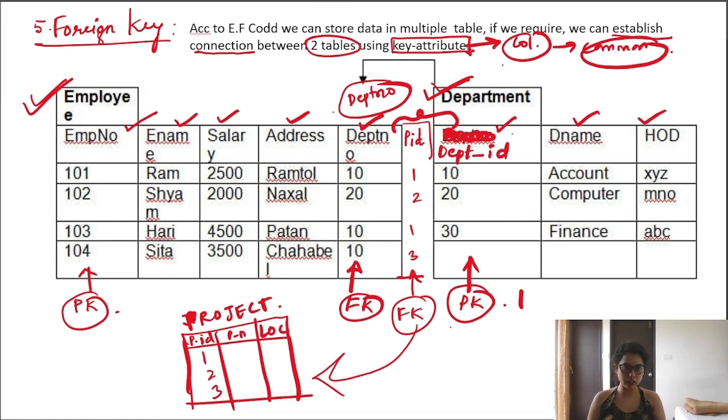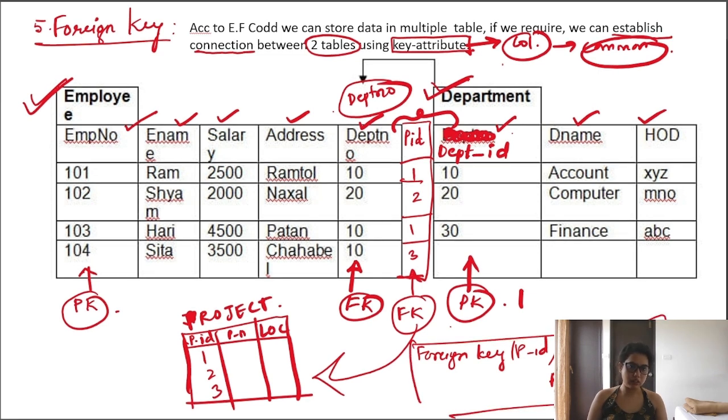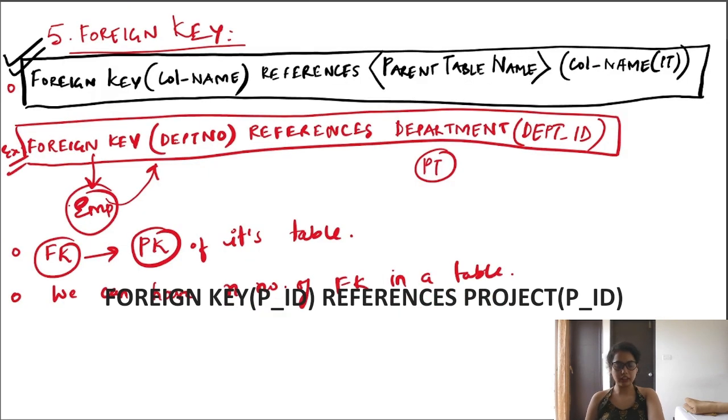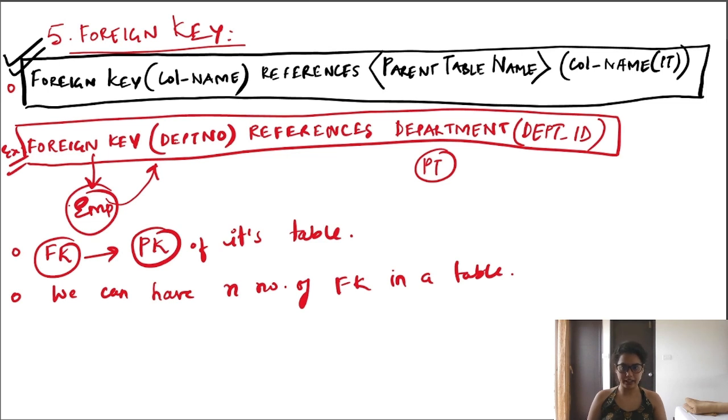So what will be the syntax of creating this column as a foreign key? Foreign key, your column project id, references project table, which is your parent table, where you also have a project id. So similarly we'll make one more column a foreign key. So the third point is that we can have n number of foreign keys in a table.